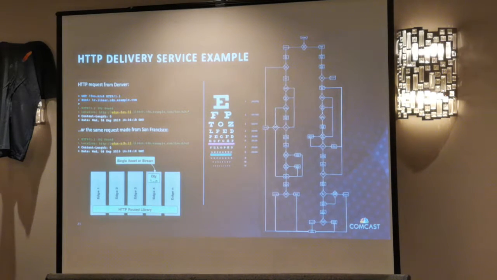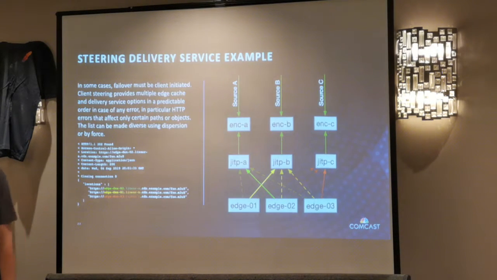And so if this was video on demand, you would have Game of Thrones right here, and then you might have Billions right here, and it distributes very nicely. Steering delivery services. This is when you have a client that is smart enough to take a multi-valued response from traffic router, which is basically an array that can be consumed by the client. And that obviously is right here.